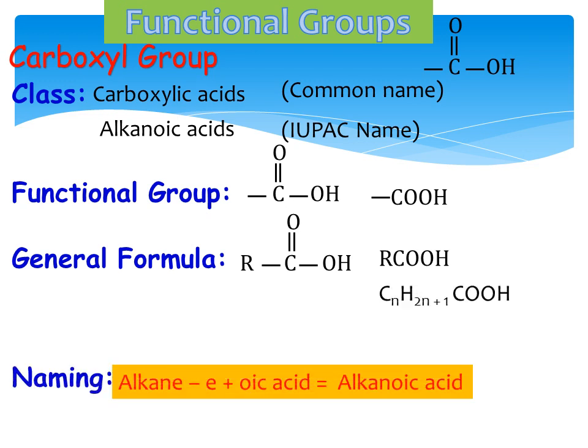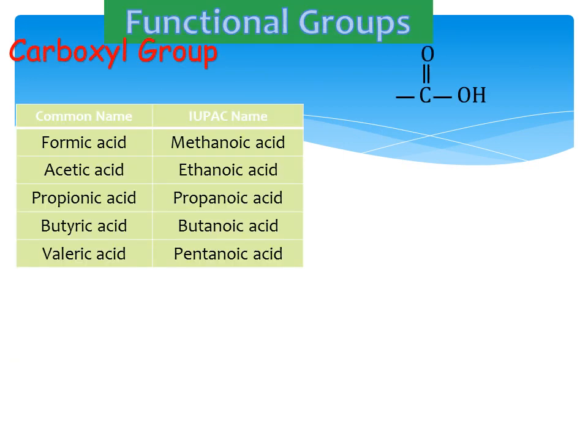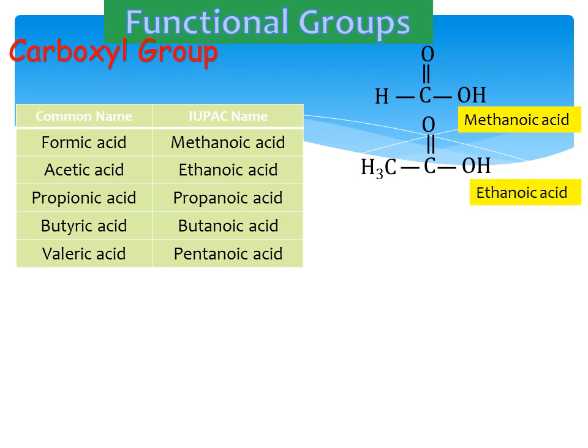As far as the naming is concerned, as you know, these are derivatives, and in order to get their IUPAC names you have to take help from the name of the parents. The parents are alkanes, so you have to eliminate E and add oic acid. The situation becomes alkanoic acid. Then we have certain examples: formic acid, acetic acid, likewise propionic acid, butyric acid and valeric acid. These are named according to the origin from which they are extracted.